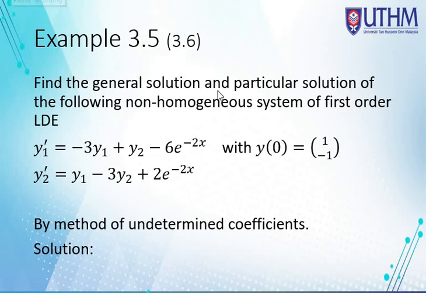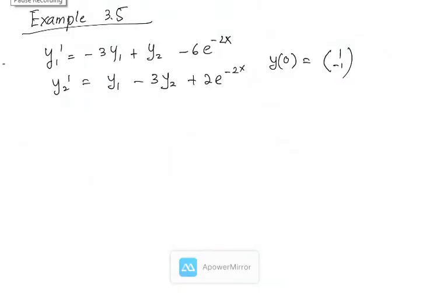Find the general solution and a particular solution of the following non-homogeneous system of first-order LDE. Here you have y1 prime equal to negative 3y1 plus y2 minus 6 exponent negative 2x, and then y2 prime equal to y1 minus 3y2 plus 2 exponent negative 2x. Then this is the initial condition value. By using the method of undetermined coefficient, you need to find the general solution and the particular solution. Okay, so this is the question.